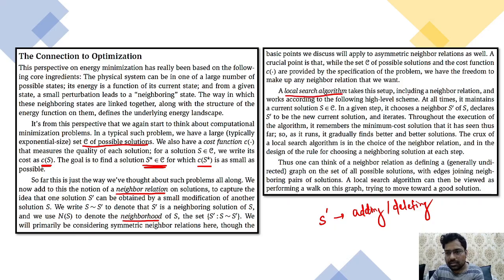So the local search algorithm takes this setup, including the neighbor relation, and works according to the following high-level scheme. Based on that we maintain it and try to get a good solution. If we are not getting the optimal solution, it is still quite a good solution we can expect using local search. I hope it is clearly understood by you.